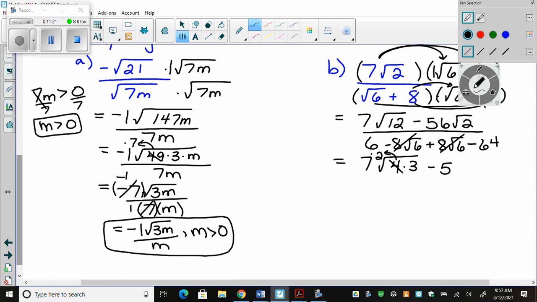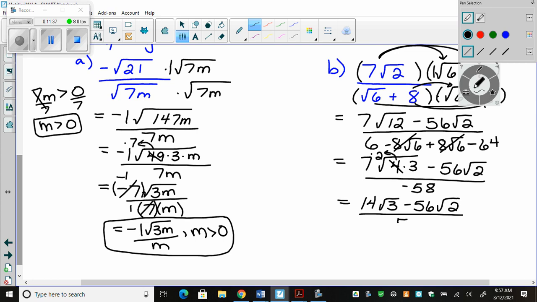Minus 56 root 2 over 6 minus 64 is negative 58. So 14 root 3 minus 56 root 2 over negative 58. Now, I have 1 term, 2 terms, 3 terms. Can I take anything out of them?